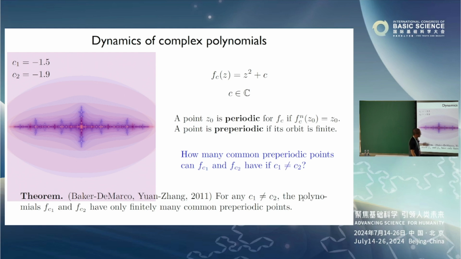So the thing is, how many common preperiodic points can f_c1 and f_c2 have if c1 is not equal to c2? This result says they can only have finitely many in the overlap, right? So the question is how many? Is there any uniform bound for this?